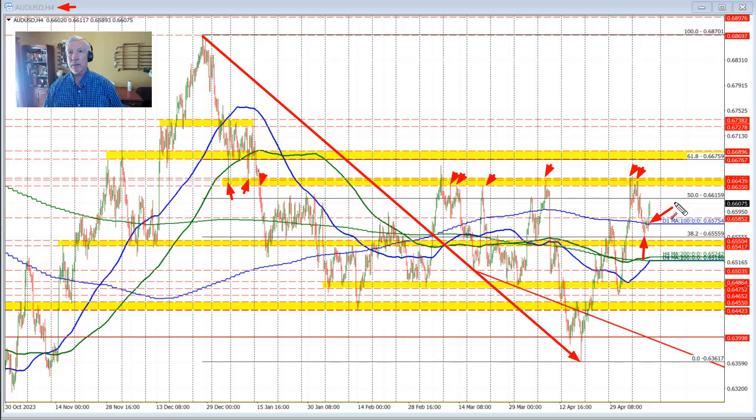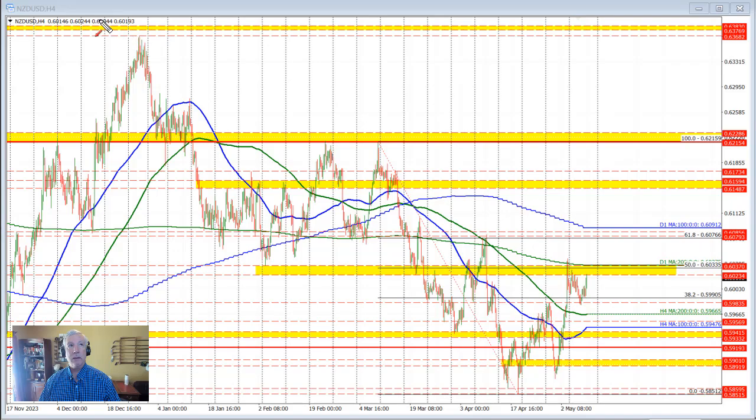The next target being the 50% midpoint, once again, of this move to the downside. If the price can get above that level, 0.66159, it opens up the door for another move and test of this key ceiling area between 0.6635 and 0.6644. Be aware, be prepared, but buyers are trying to make a play, get above the 50%. We'll see what happens after that.